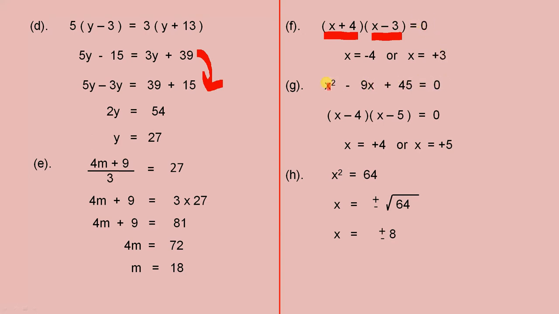Here we have these three terms, the trinomial, in the form of an equation. So all we do is factorize that to give us that line there. And then in a similar fashion to here, x equals plus 4 or x equals plus 5. x squared equals 64, so x equals plus or minus the square root of 64, so x equals plus or minus 8.